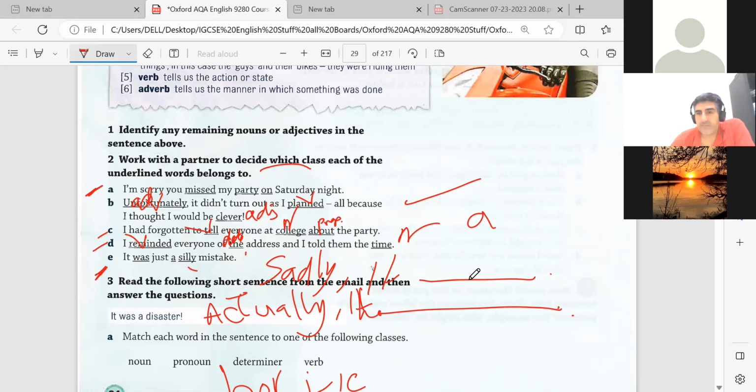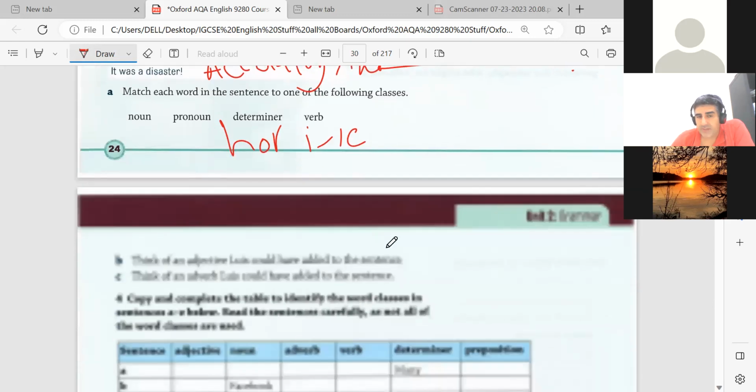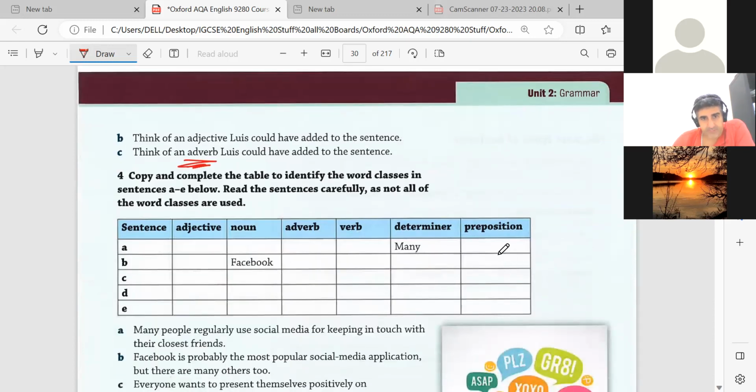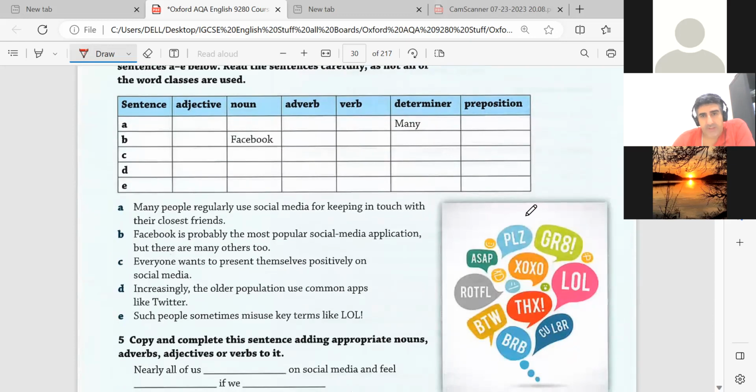Mister, can I say, in fact, it was a disaster? Exactly. In fact, yes. Yeah, Muhammad, the same as actually. But here the task asked you to write an adverb. Okay. Well done, guys. Now, this is another practice. I'll give you 3 minutes to finish it.